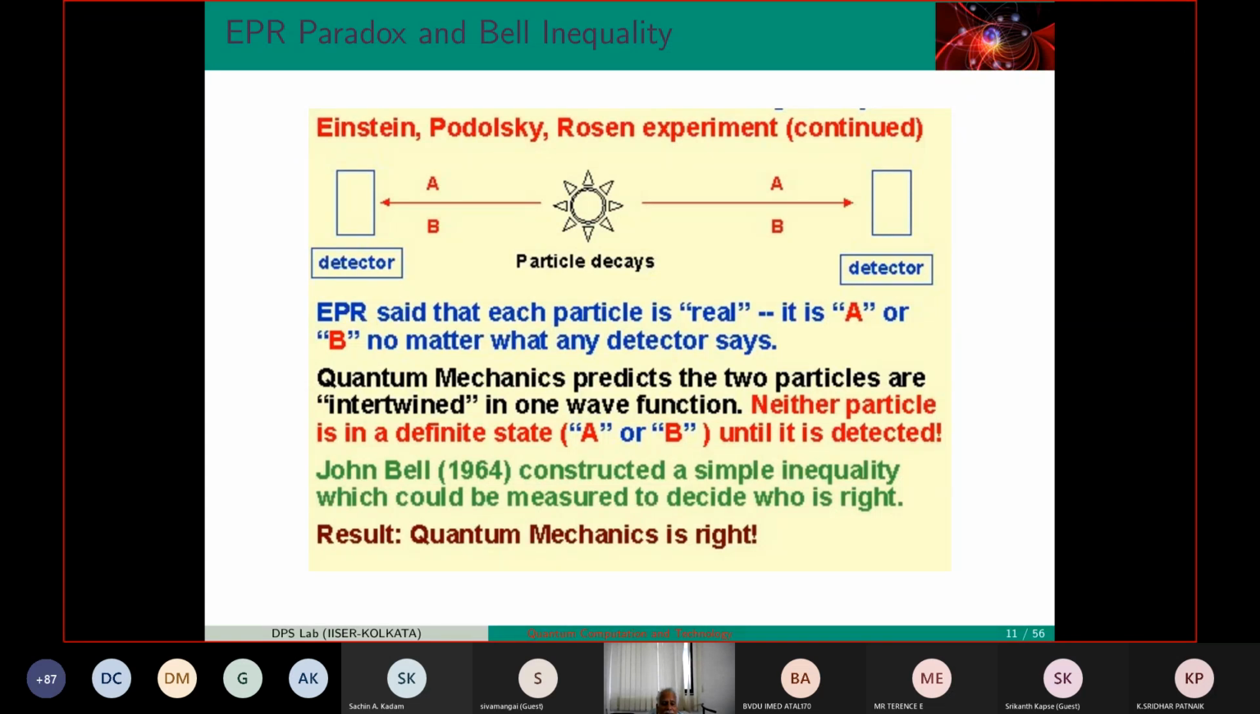Okay, so this is what I was telling: the moment Alice detects something, Bob's state will collapse. That is what was bothering Einstein. This is what the famous paradox is all about. A lot of debate. In fact, Schrodinger came up with the word entanglement, describing this. So it stayed for a while.